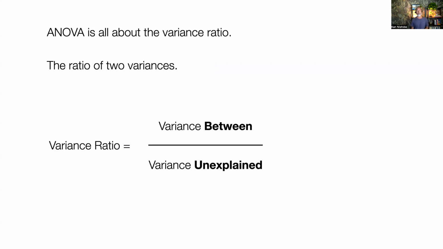Okay, so then why is this important? Because ANOVA is all about the variance ratio, right? The ratio of two variances. One is variance between, and the other one is variance unexplained, or variance within, or error, residual, whatever you call it. Okay. And that ratio, we're going to use to make a decision if it's significant or not. So let's take a look.